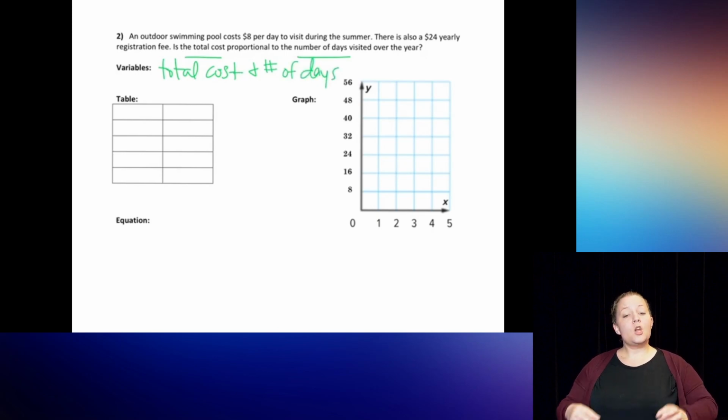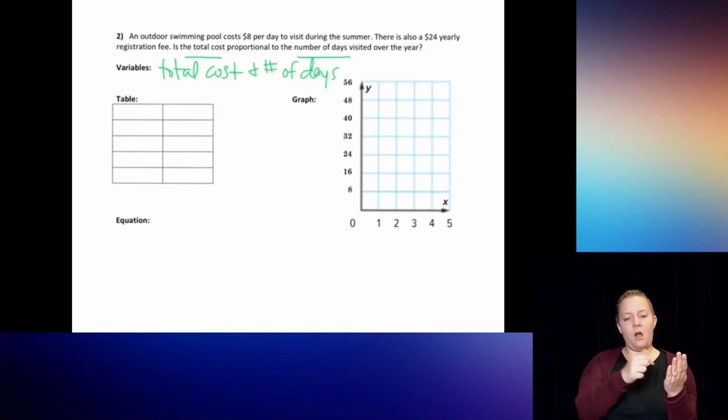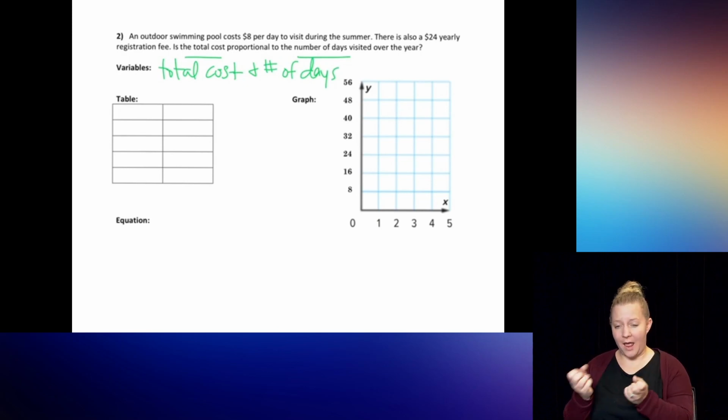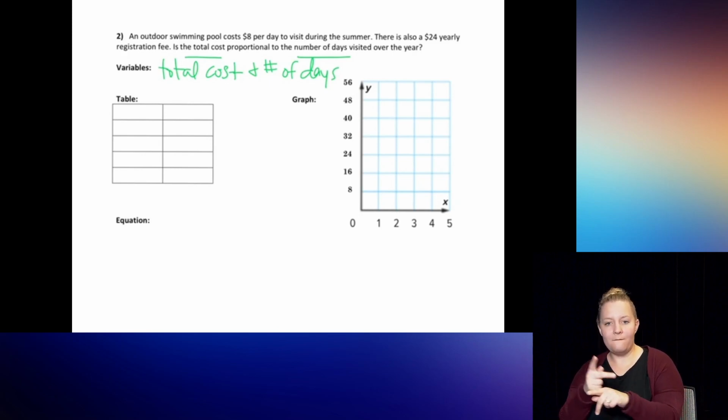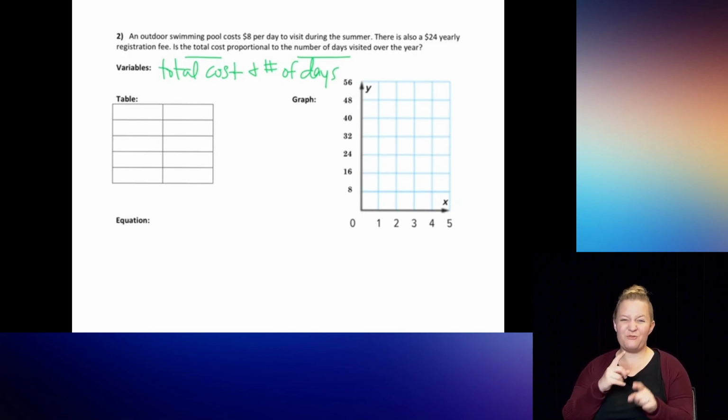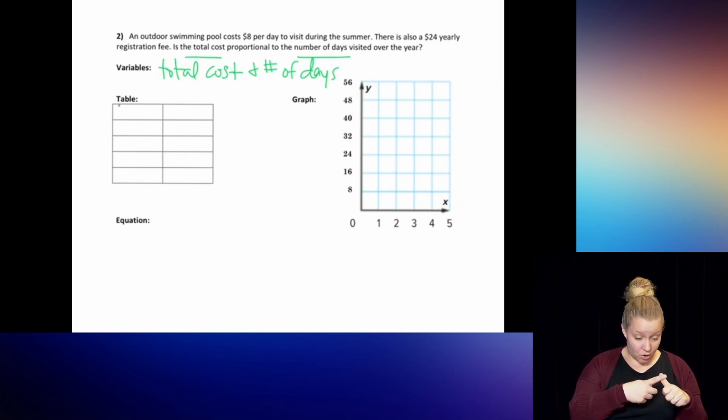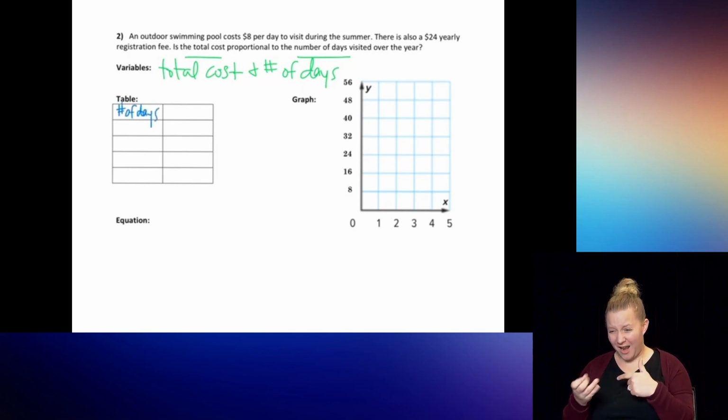So when I'm filling out my table, I have to decide, what do I do first? Do I first calculate my total cost and then I'm given a total amount of days I can go? Or do I first just go and then I figure out my total cost? And that would be the correct order. First, I'm going to actually go swimming at the pool. And then after I know how many days I actually went in the summer, then I can figure out what my total cost was.